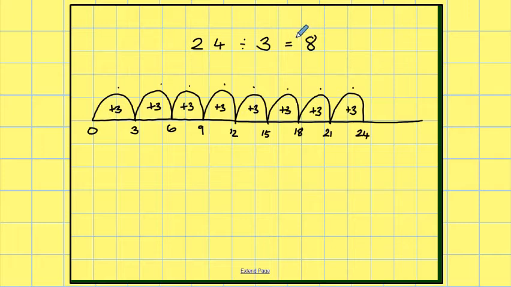Now, bear in mind that we may have some numbers left over in some of the calculations. Okay, so we did some examples of that when we were looking at division before. I think we should try one now.